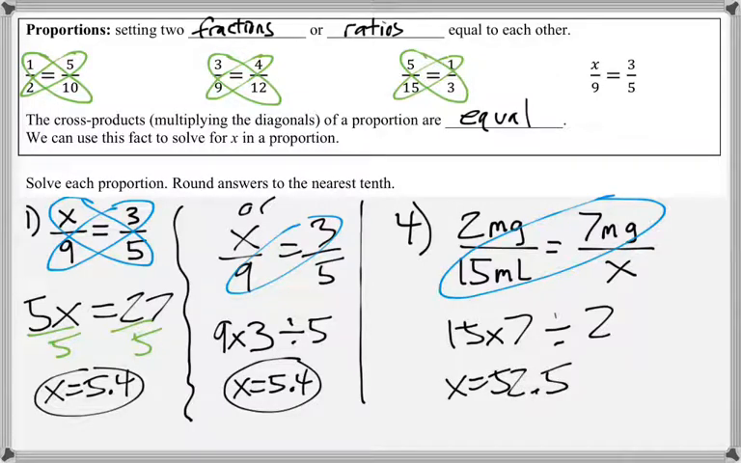52.5. And I do need to put a label on it. I do need to put my units. So because milliliters are on the bottom here, they must also be on the bottom here. So my label, or my units, would be milliliters.